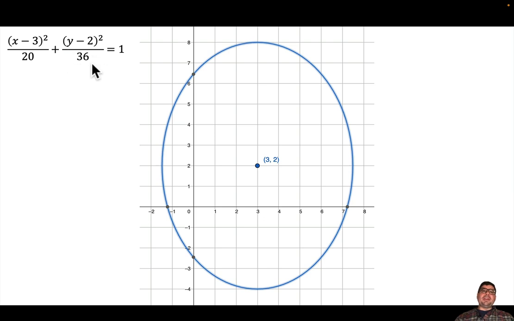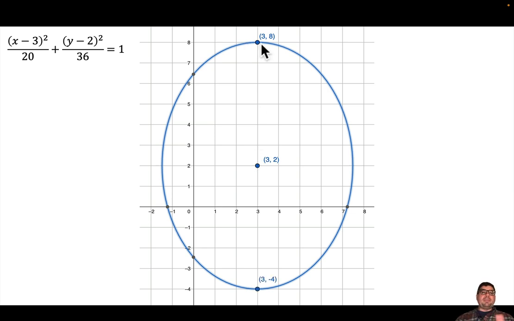So the larger denominator, 36, corresponds to the major axis. And you can see I've already drawn the ellipse, but the idea is that the major axis of the ellipse is twice the square root of this number. So the square root of 36 is 6. And if I double that, I get 12. That is the height, in this case, of the major axis. And the major axis, again, just corresponds to the bigger number. So in this case, I go up 6 and down 6 to get my two vertices.